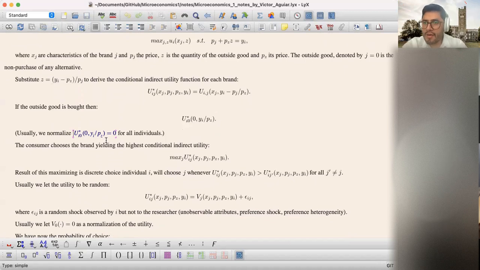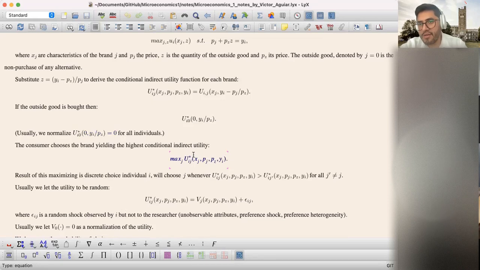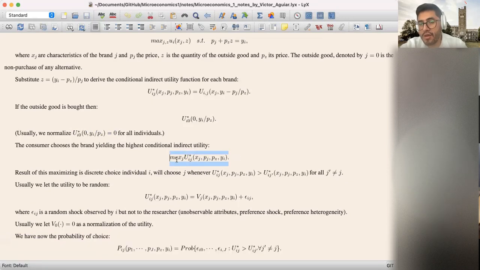Now, once I have done this, the problem is very simple, right? The consumer ranks every alternative, computes the indirect utility, and then chooses the alternative that gives the highest utility. That's what you do. So essentially, in this step, I have removed the budget. There is no longer a budget here. I'm just solving the problem as maximizing this utility. Any questions here so far?